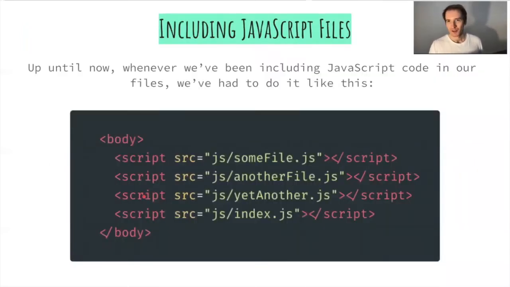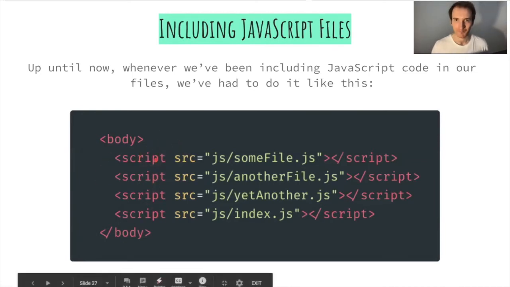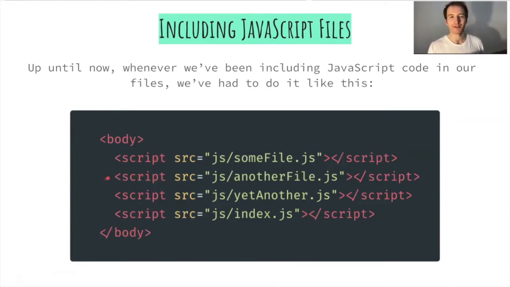Okay, so up until now, whenever we've included some JavaScript files in our HTML, we've ended up with something that looks like this. So we know that we can use script tags to basically say, okay, grab whichever JavaScript file is at this path, and then copy and paste all of that JavaScript at the end of our body. And then we know that the first JavaScript file is going to be put there. The second one is going to be put underneath.